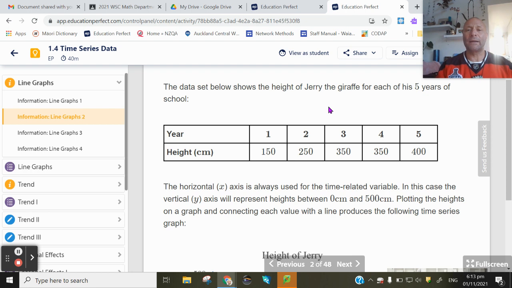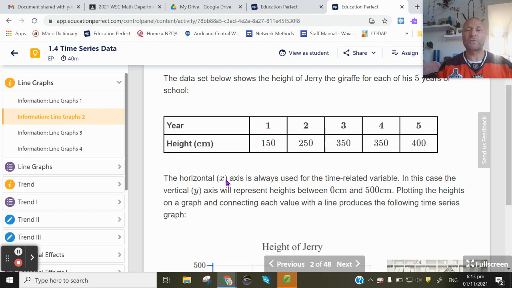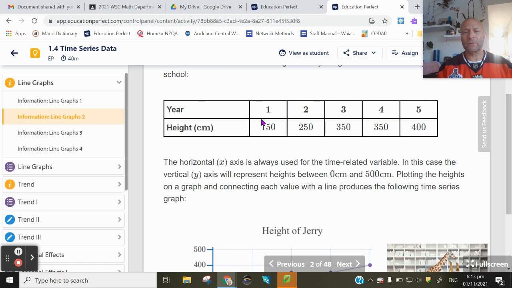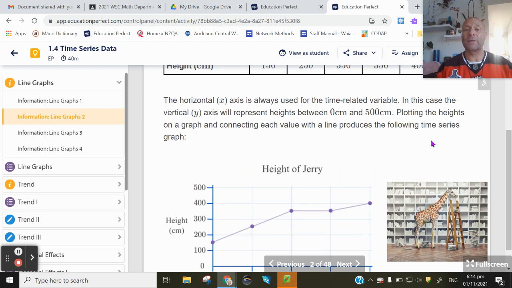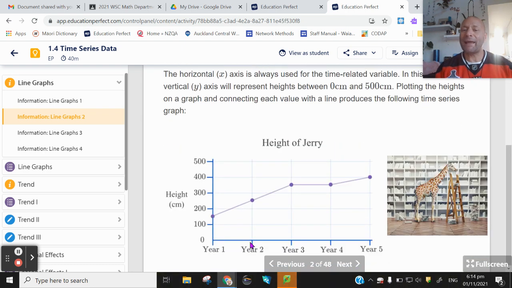Now, the way they work, let's look at this example. We've got the height of Jerry the giraffe for each of his 5 years of school. Here we see the year, Tau Tahi, Rua, Toru, Whā, Rima, and then the height in centimeters. Now, as we said, you've got to have data that's collected over regular intervals. So once every year for 5 years, that would be time series data.